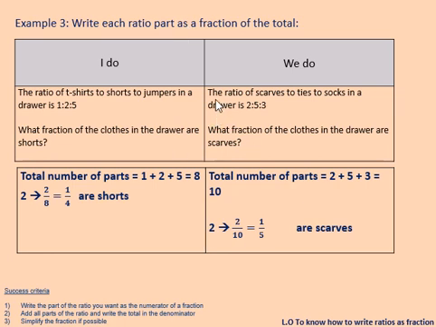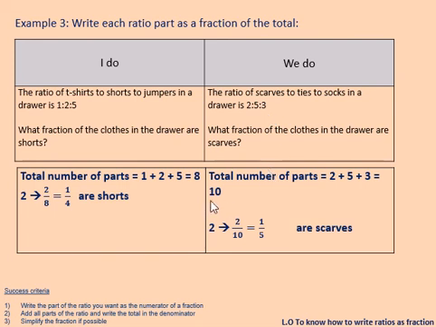And for the we do, we have the ratio of scarves to ties to socks in a drawer is 2 to 5 to 3. What fraction of the clothes in the drawer are scarves? So it's scarves to ties to socks. So scarves corresponds to the first part of the ratio, the 2. So we need to work out how many total parts we've got. So we do 2 plus 5 plus 3. Add these 3 parts together.